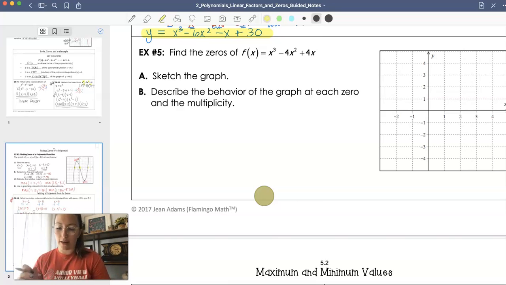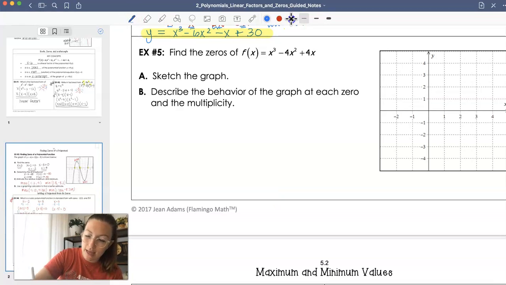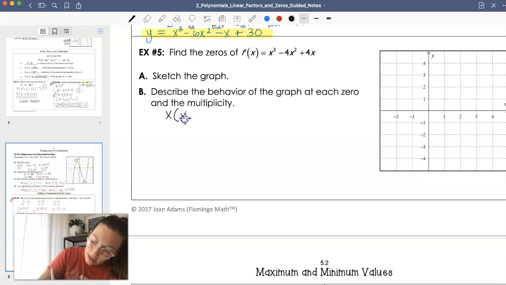On this one, we're going to start by factoring it. x cubed minus 4x squared plus 4x. Hopefully in your heads you're all going, okay, I can take an x out of that. So we take out an x, and we get x squared minus 4x plus 4 equals 0.